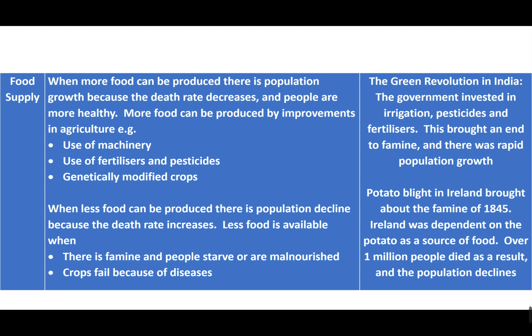On the opposite side of that then, the poor Irish people in the 1840s experienced famine because of potato blight. Ireland was dependent on potato as our source of food. And because of the blight, because of the disease, we couldn't grow potatoes anymore. Over 1 million people died and the population went into decline. Okay, so you've got the factor, you've got the rate that it impacts on the death rate, and then you say whether the population increases or decreases, and then you back that up with examples. And this is the system that we're going to use for all of these factors.